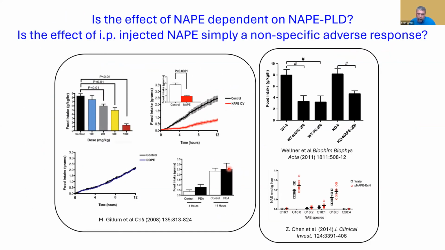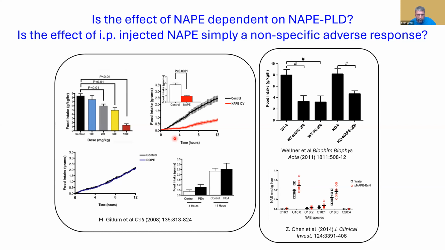Now, during the time when we had published this, an important question was raised, and that is whether it was actually NAPE or the NAE that was driving the protective response against metabolic disease. So when Gary Schulman's lab had done their experiments, they actually put forward that it was the NAPE that was the most important thing.